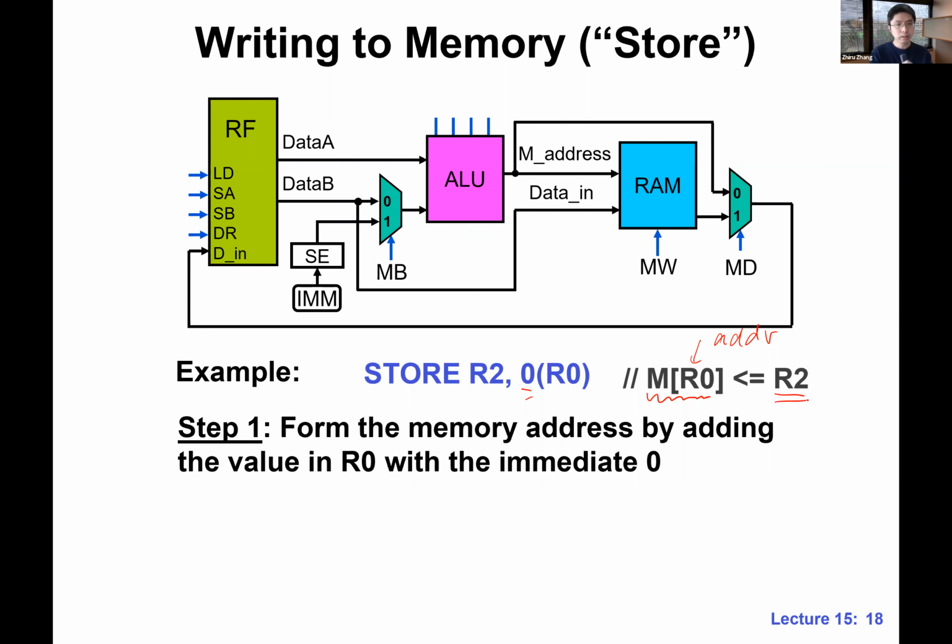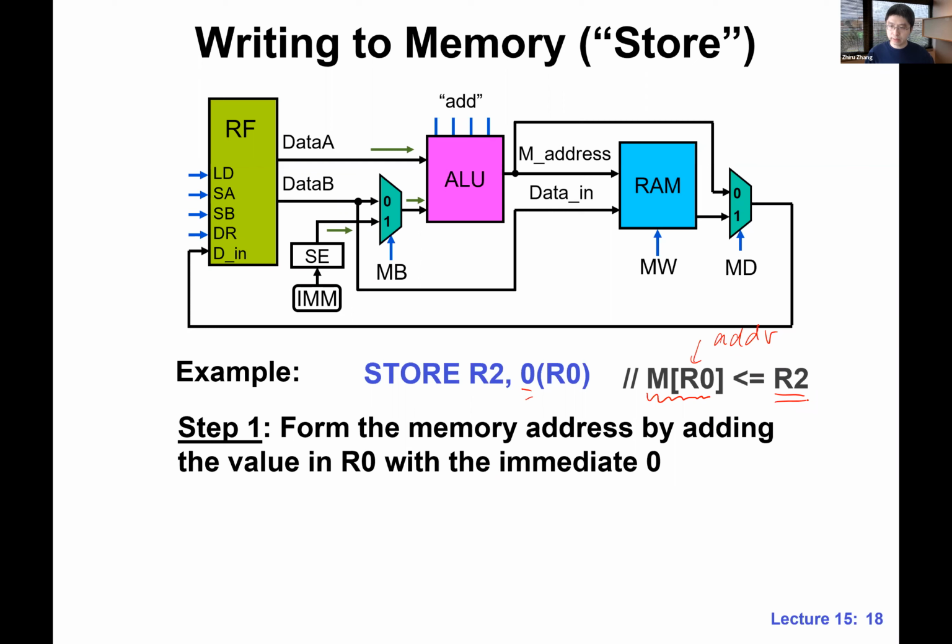With the store, same thing, we also want to form the memory address by using the ALU to add up the base address in the register and the immediate offset. So that's the first step. And then we just write it. That's it. Okay, so maybe I can just ask you guys the questions. Oh, there are some additional questions.